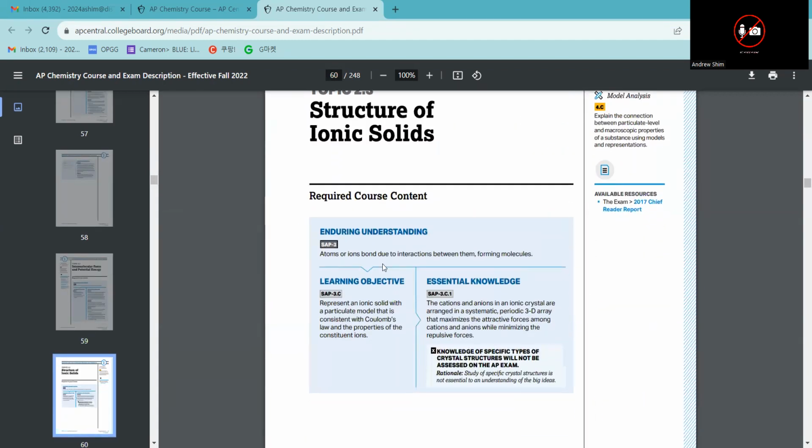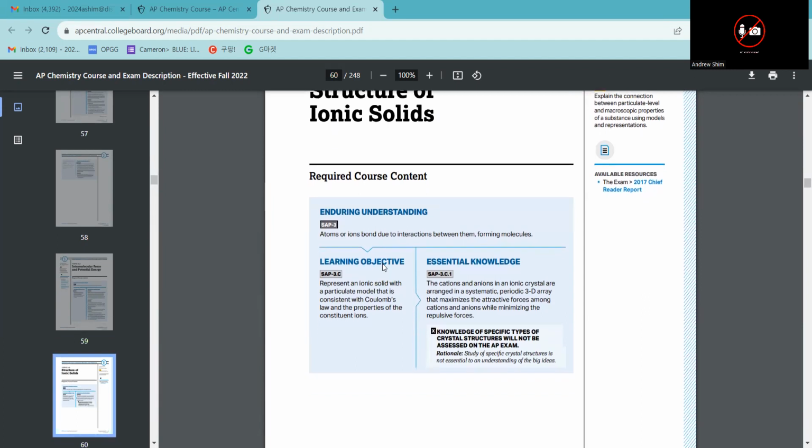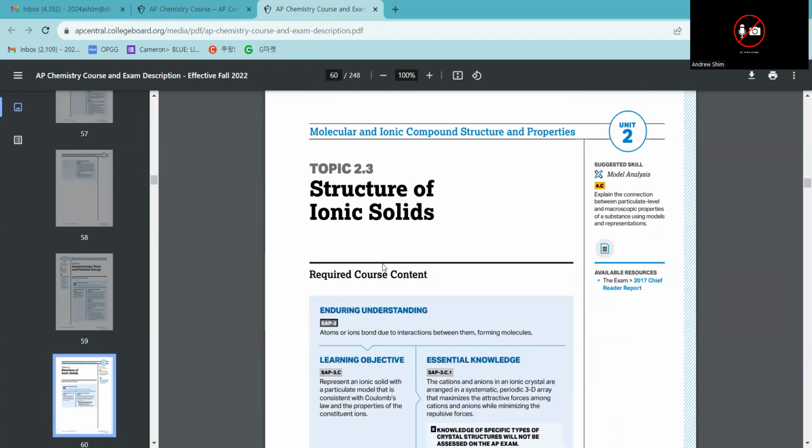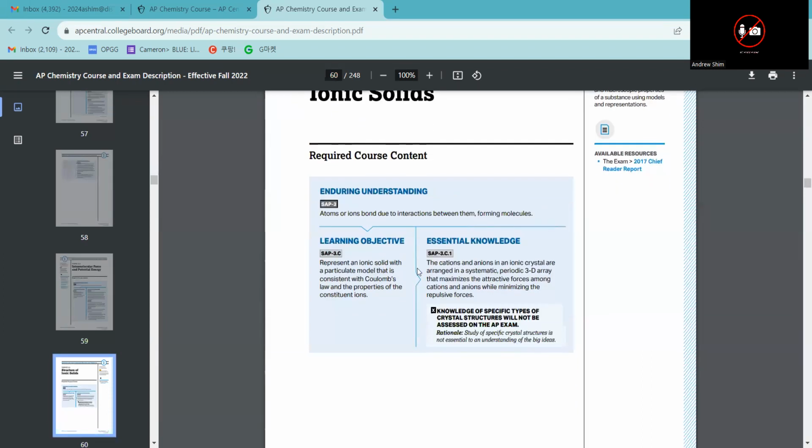Then it's the structure of ionic solids, and the objective states that it is to represent an ionic solid with a particulate model that is consistent with Coulomb's law. You'll see this trend where in everything we go through, there's this thing called Coulomb's law. If you look at Coulomb's law from last time, you'd know it's composed of a certain formula. But in AP Chem, you won't have to calculate using the formula. You would just know it as a concept where if this value increases, this would decrease accordingly, et cetera.